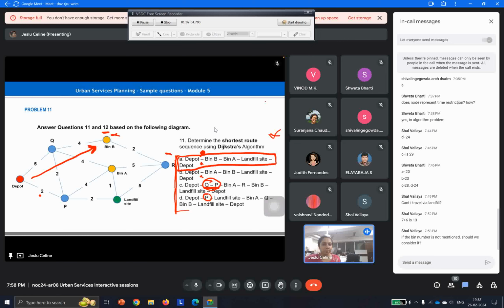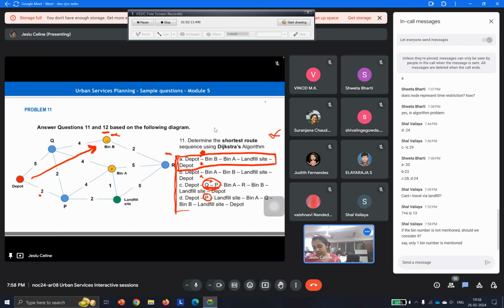If the bin number is not mentioned, should we consider it? No, that's why it's highlighted. These are the only two regions where bins are there. Nothing else is mentioned in this question. Yeah, these are the only two regions where bins are there. These are just junctions, the different paths that can be taken. Say only one bin number is mentioned.